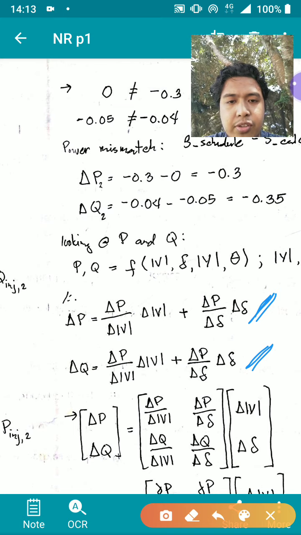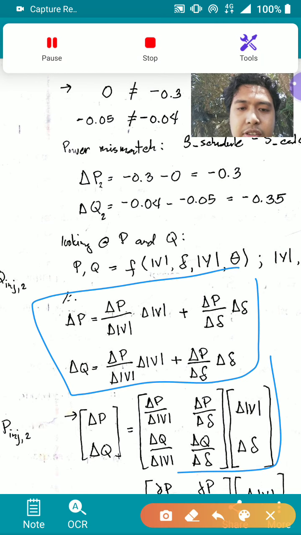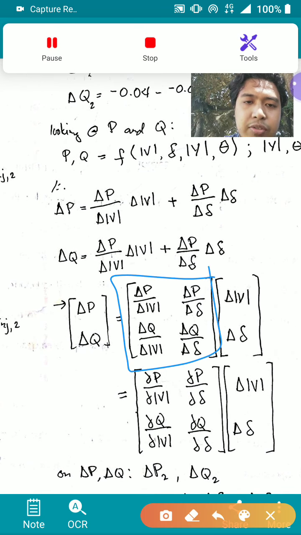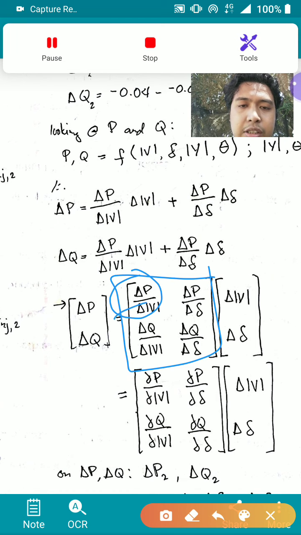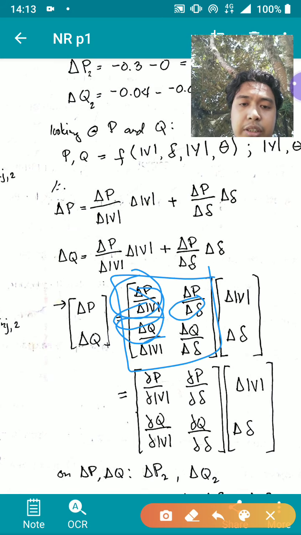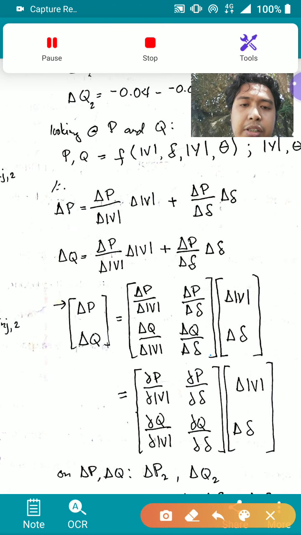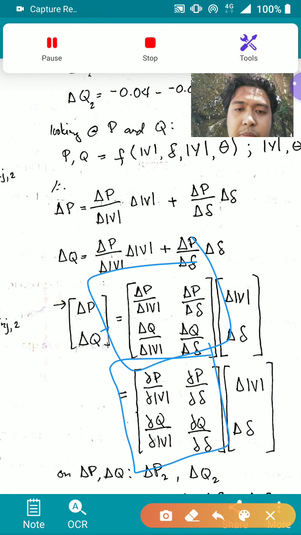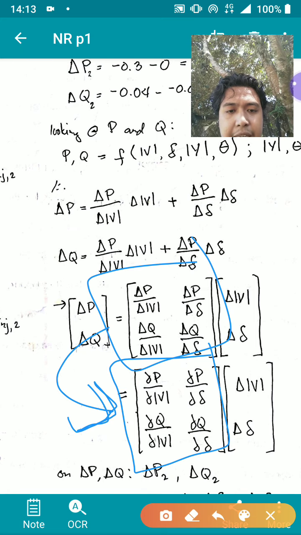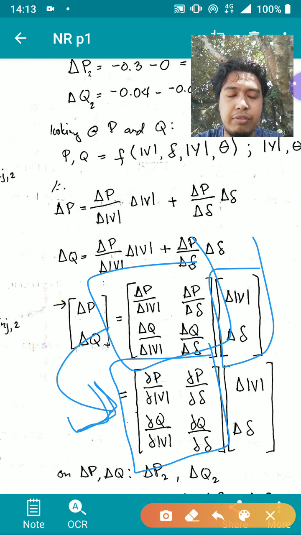These are basically your differential equations. In matrix form, you can rewrite this as this one, where you have this matrix of rate of change of P with change in voltage magnitude, change in voltage angle, rate of change of Q, delta Q over delta V. And from your linear algebra, you know that these are partial derivatives, which can be further represented as this one.